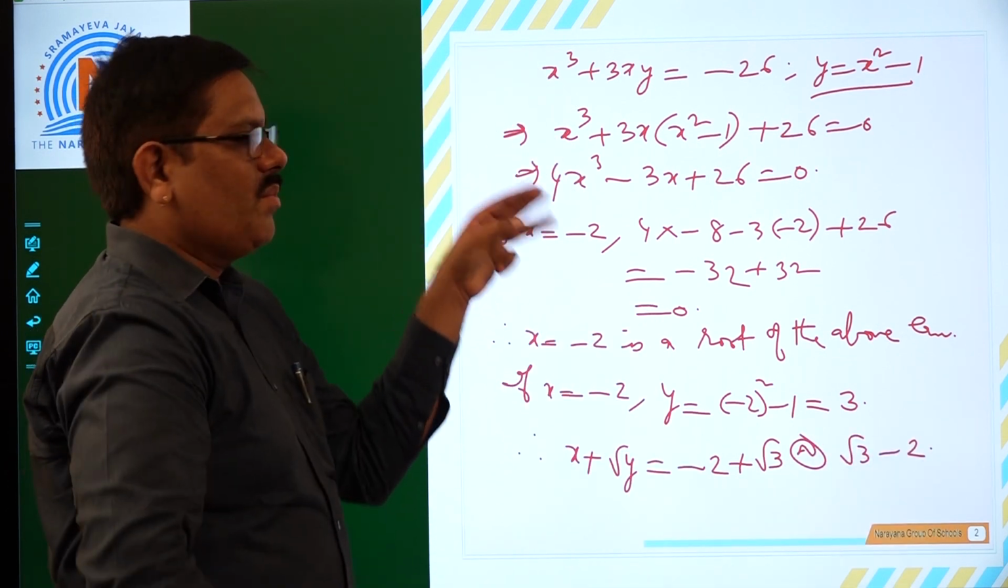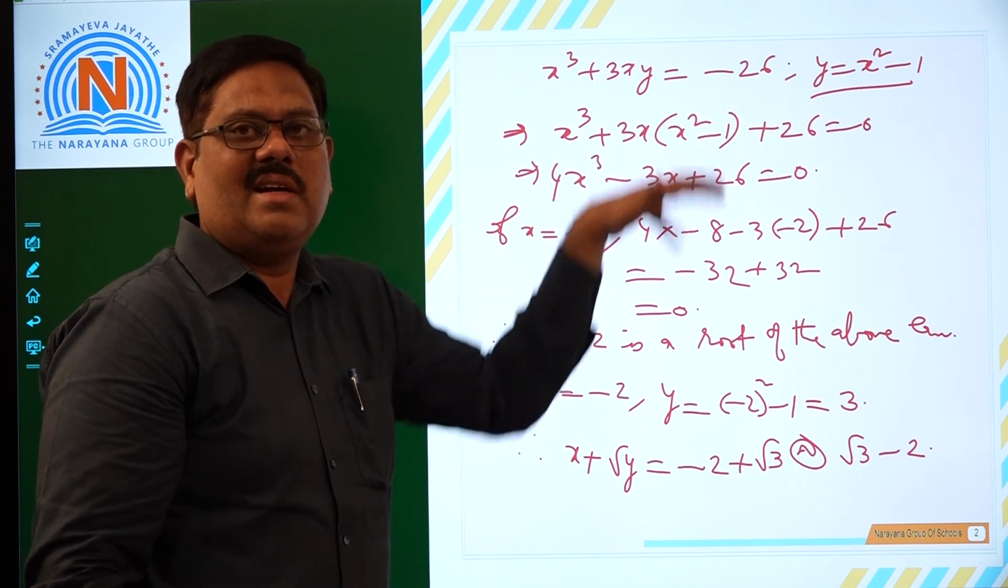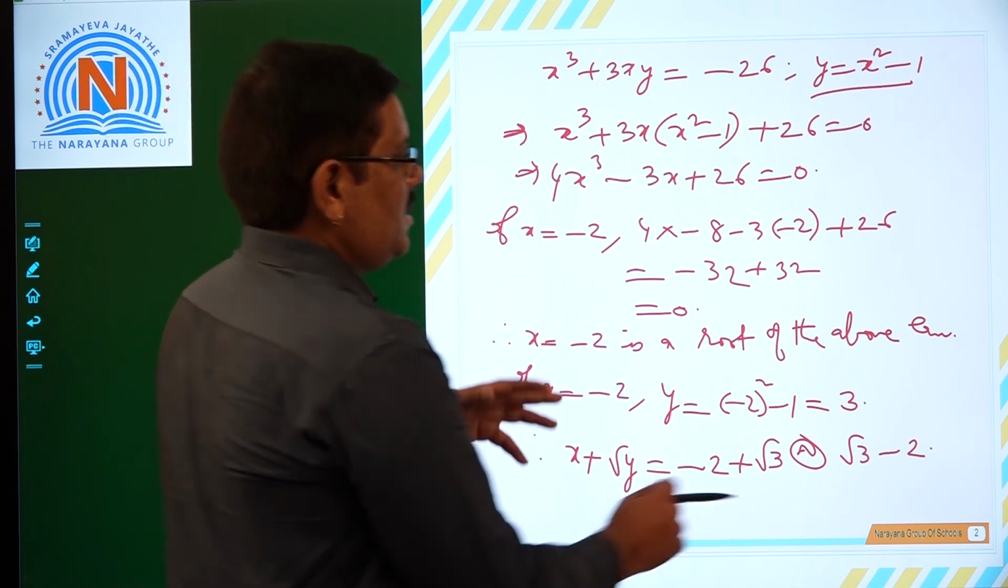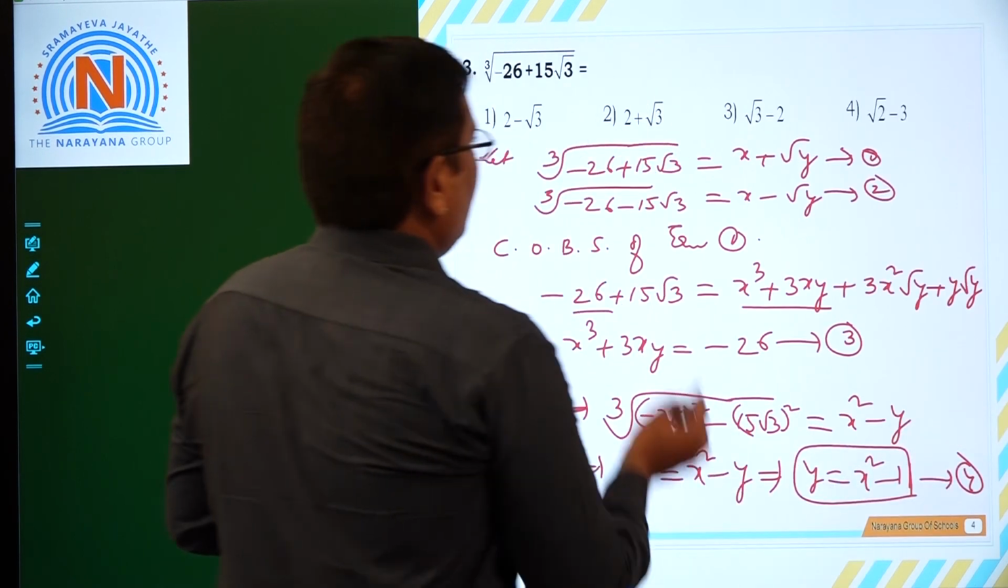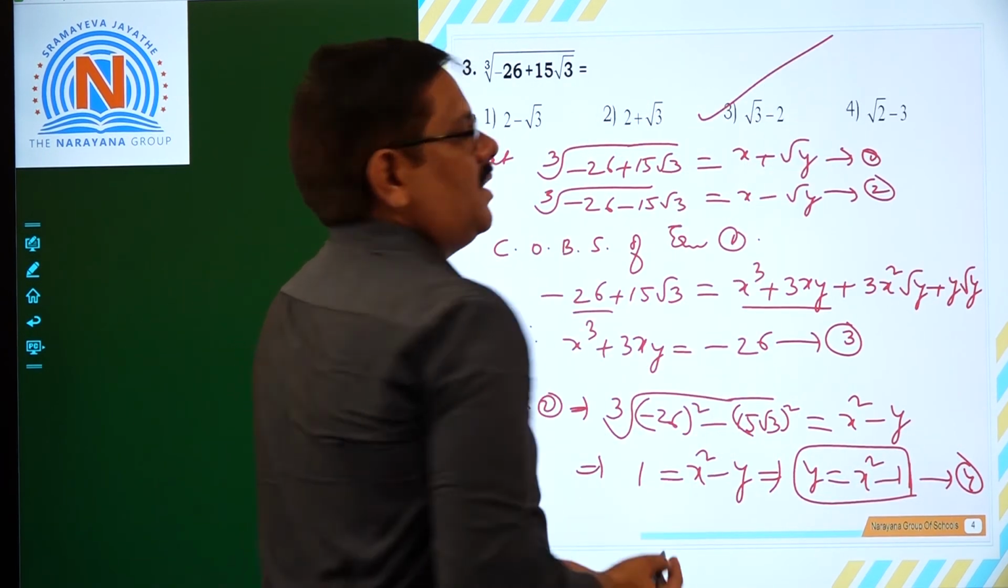Okay? All the three problems we applied the standard method. Now, see the answer. Which is the right answer now? Root 3 minus 2. That is nothing but the third option.